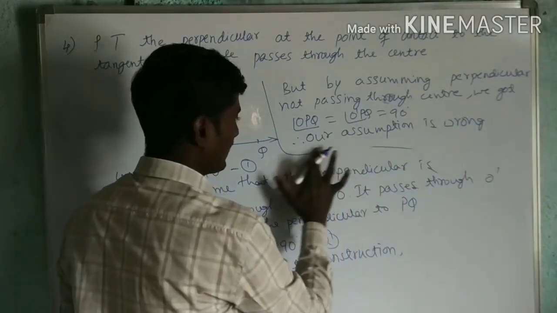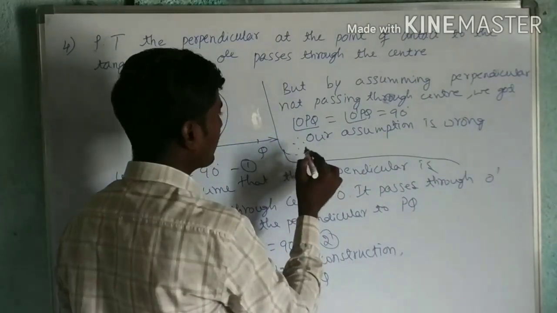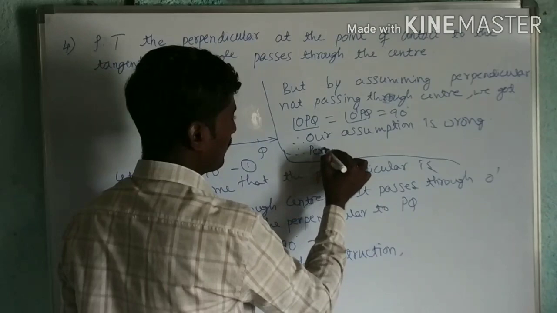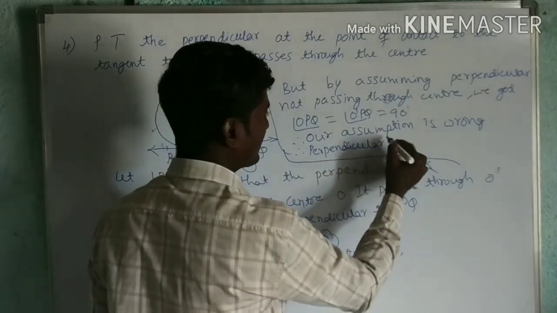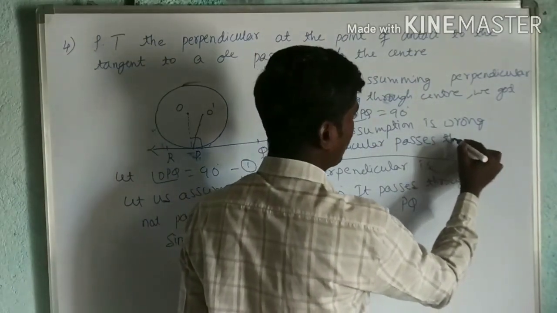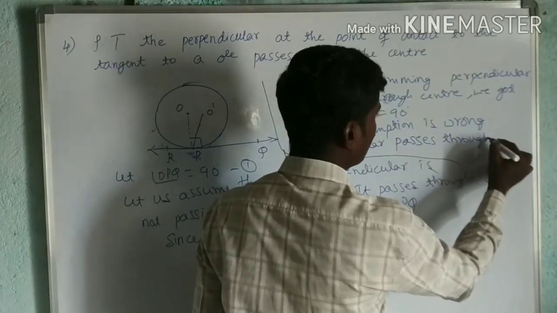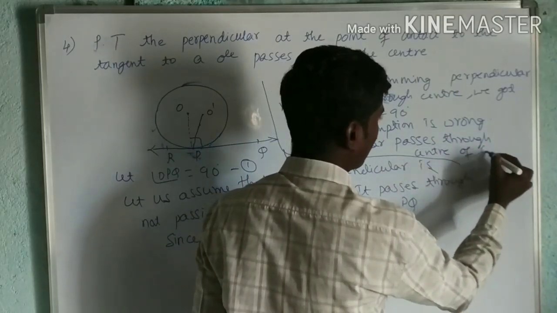Therefore, I'll write the conclusion at the end. Therefore, perpendicular passes through center only. Passes through center of circle.